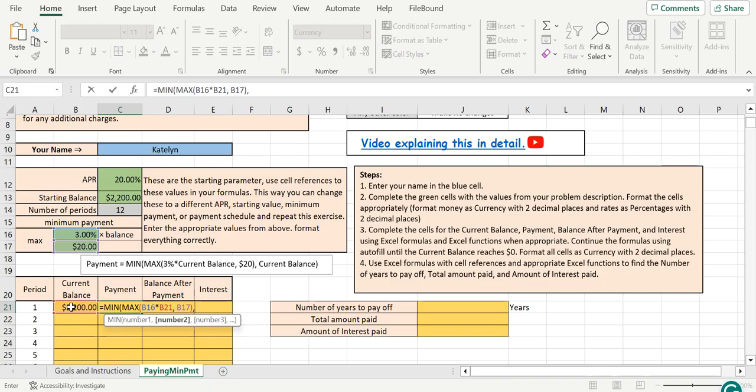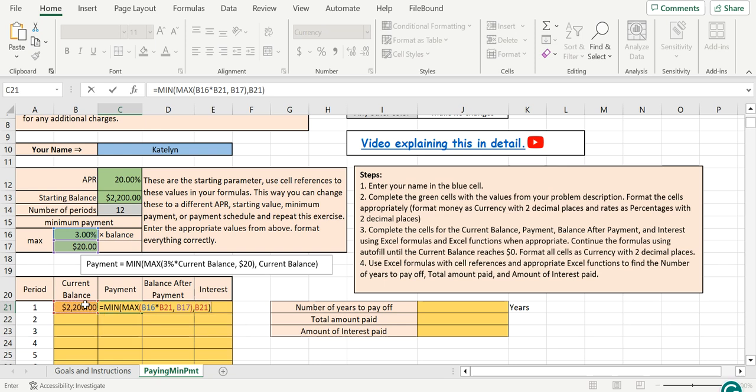type a comma, cell reference that current balance again, and again I want to make sure I cell reference the current balance in the gold cell, not the starting balance up here in the table. So I want to make sure I reference that 2200. And then close the parentheses.